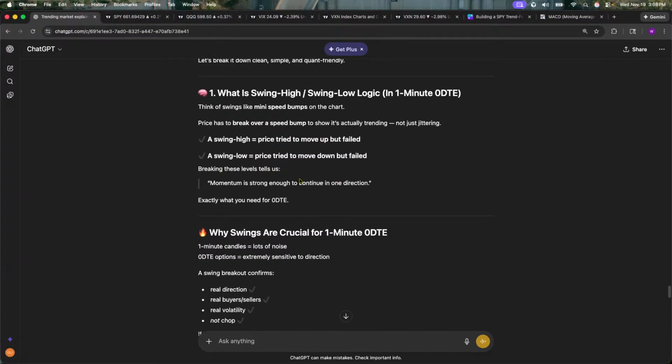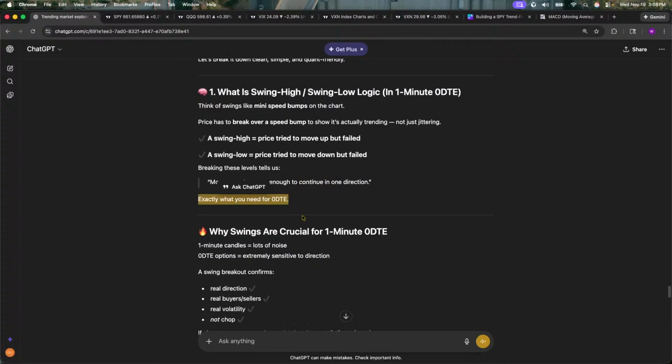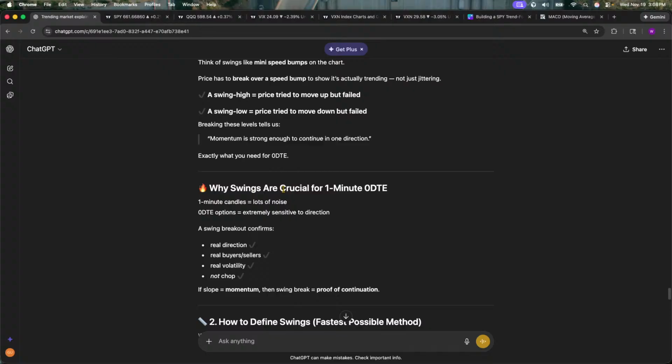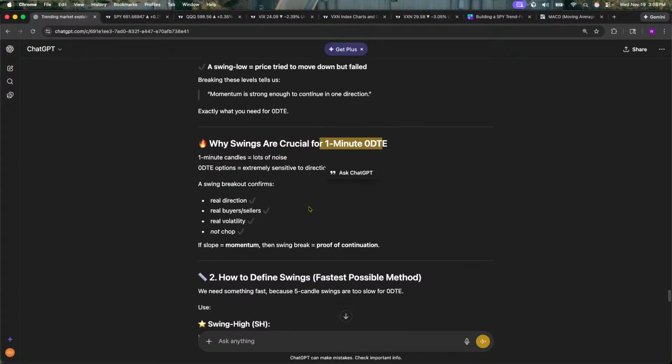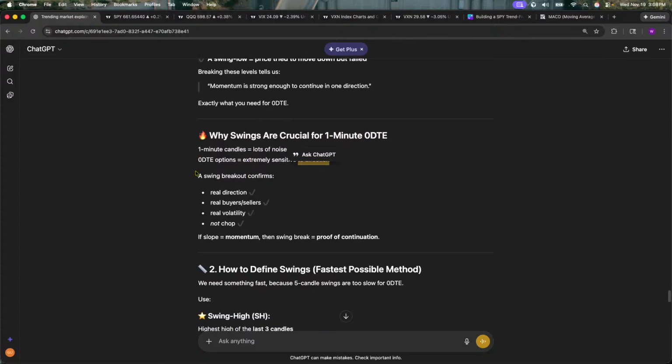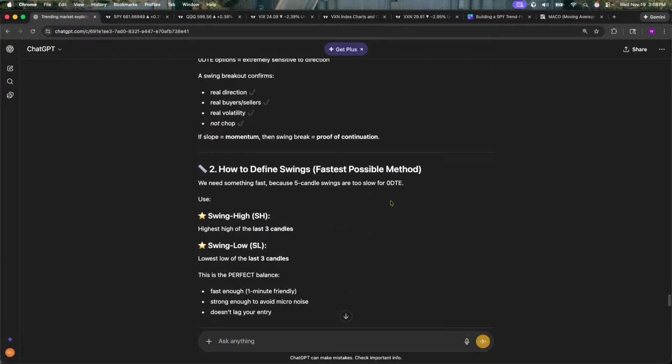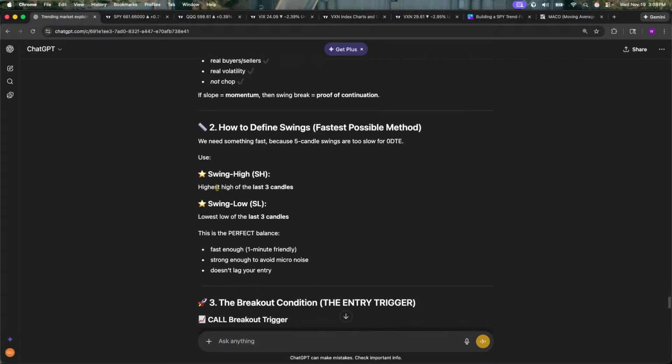Breaking these levels tells us that the momentum is strong enough to continue in one direction, exactly what you need for 0 DTE. Why swings are crucial for 1 minute 0 DTE: 1 minute charts equal a lot of noise, and 0 DTE has extreme sensitivity to direction. A swing break confirms real direction, real buyers and sellers, real volatility, not chop. If slope equals momentum, then swing break equals proof of continuation. How to define it as fast as possible for the last three candles.